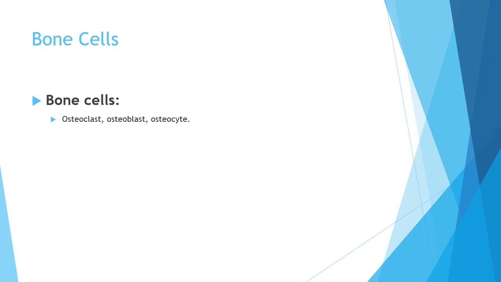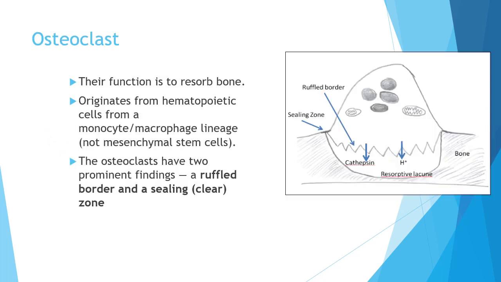Now, after talking about the extracellular matrix, let's speak about the cells. Bone cells, there are three main types of cell: osteoclast, osteoblast, and osteocytes. So these are the three bone cells that we are going to study now. The first cell that we're going to speak about is the osteoclast. This picture is from my book. What is the function of the osteoclast? The osteoclasts actually work to resorb the bone.